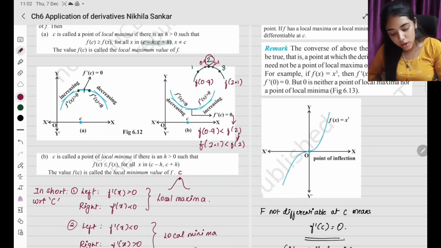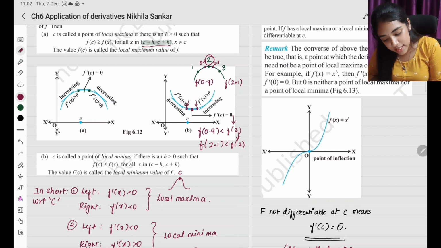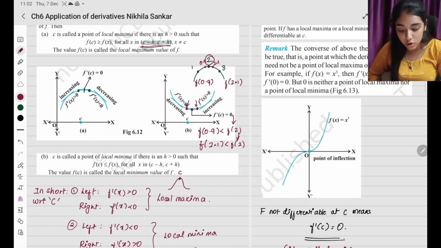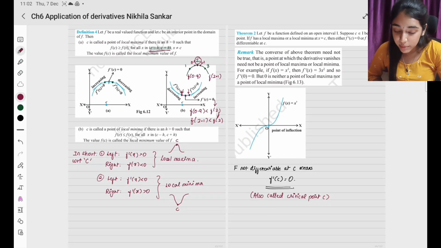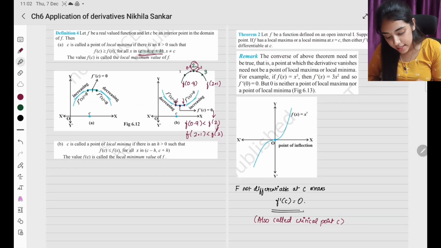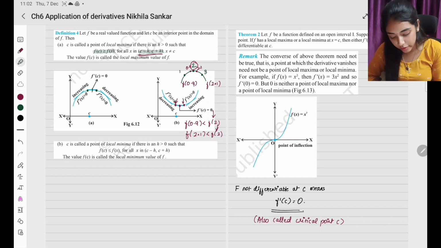Same applies to local minima. I'm going to take a point which is very, very close to the point I need to check. I'm going to take that to be C minus h and C plus h. This is one of the methods to check what is your local minima and what is your local maxima. Okay. So the definition given here is going to be f of c is greater than or equal to f of x, and here the f of c is going to be less than or equal to f of x. I will explain that.